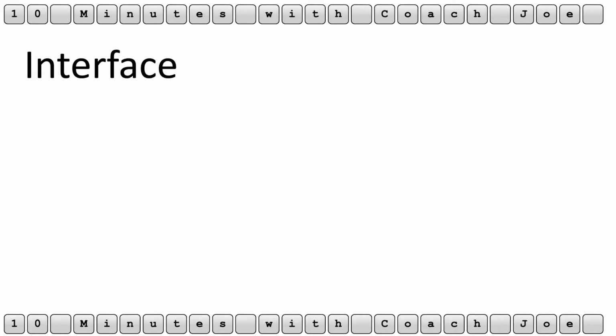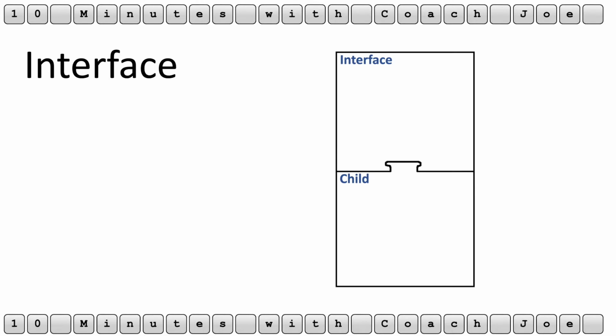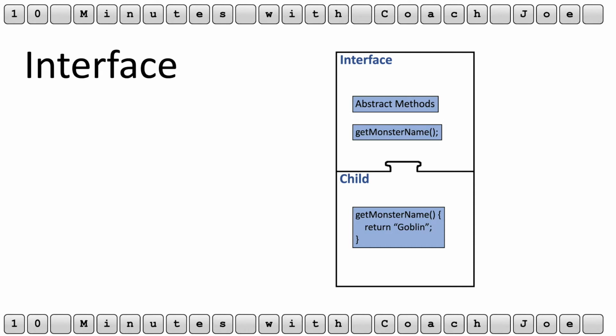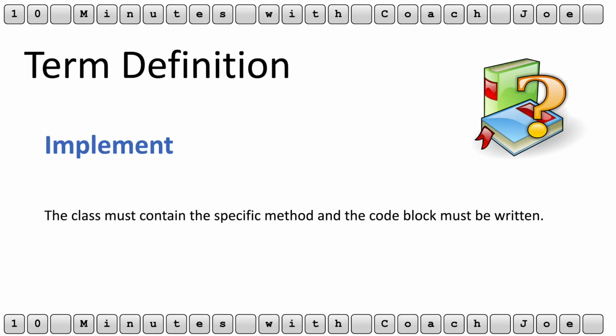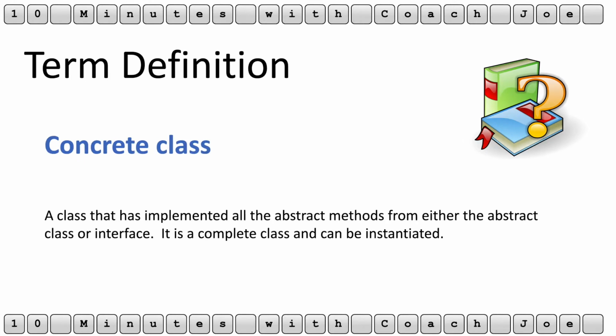Let's start with an example that covers an overview. An interface and a class can be connected together to form a parent-child-like relationship. However, the interface is a template that the class must follow. Inside the interface can be abstract methods, meaning only the method's signature is declared, no body or code block. The class must implement all the methods defined in the interface. Implement means the class must contain the specific method and the code block must be written. Once the class implements all the abstract methods, it is considered to be a concrete class and can be instantiated.